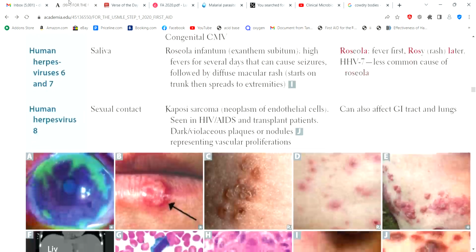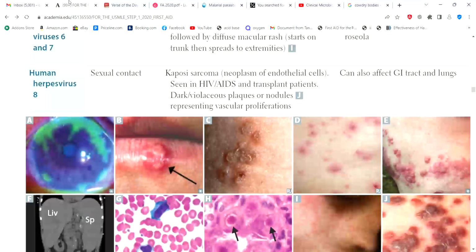So figure D is chickenpox, most commonly seen in children. And this other one, E, is shingles. Shingles has a very distinct rash. It's super painful. That's what shingles looks like. It's seen in older people. So basically, if you had chickenpox as a kid, you're at risk to get shingles later in life.